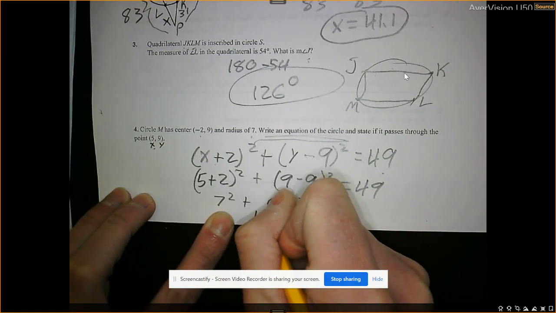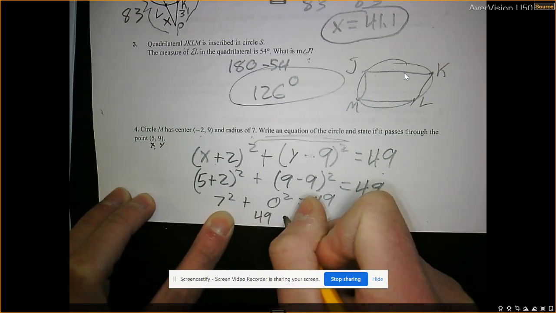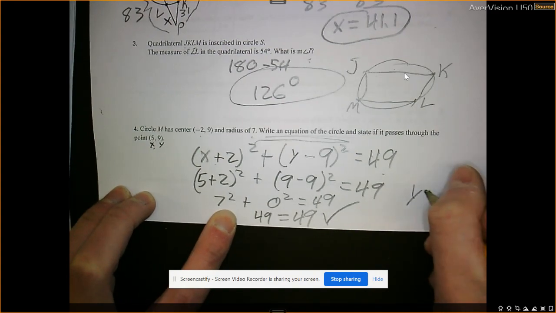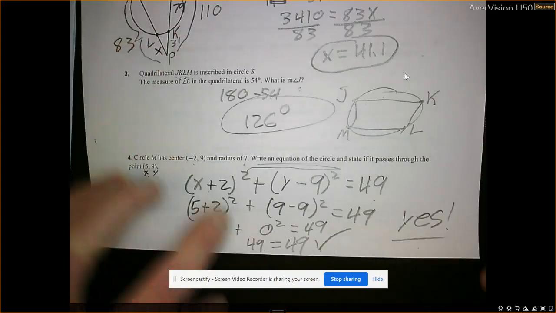But 7 squared is 49. 0 squared is 0, so we are ending up with 49 equals 49. That is true, so we can say yes, it passes through that point.